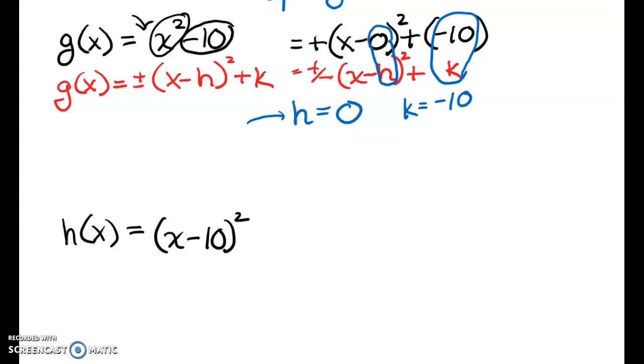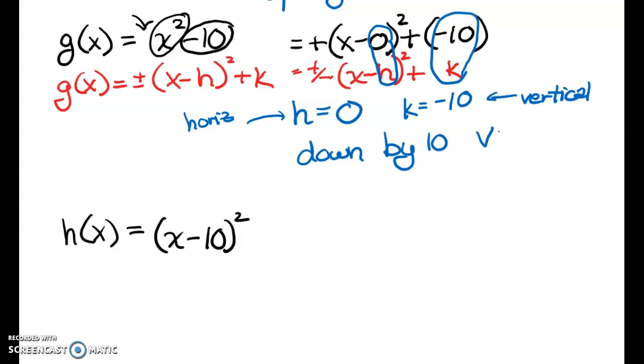All right, h controls my horizontal shift. So I have no horizontal shift, its value is 0. K controls my vertical. So I have a nice vertical shift, right? A -k value tells me I'm going down. I'm going down by 10. What's my vertex going to be? H comma k, which is 0 comma -10.